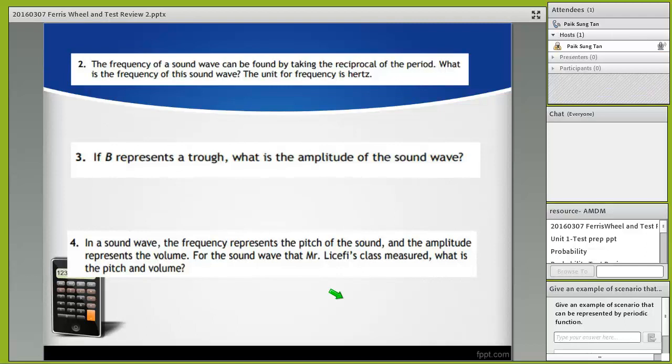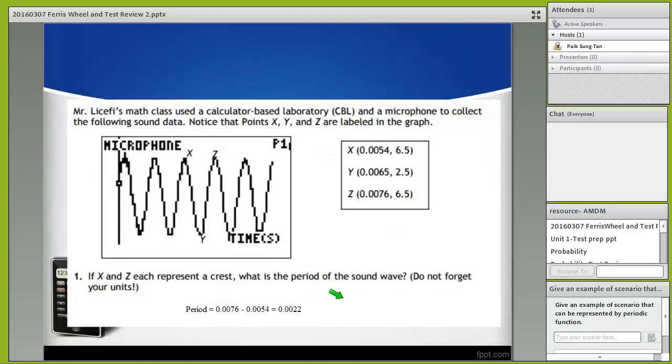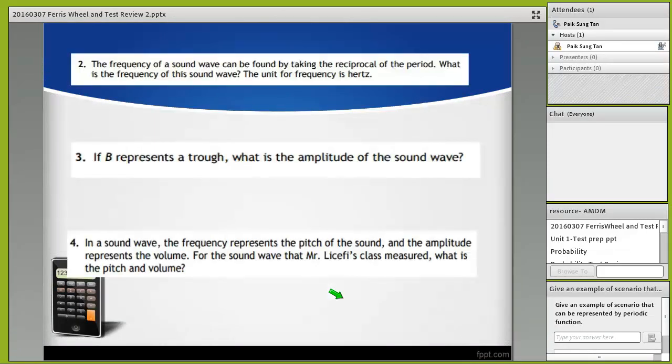The frequency of a sound wave can be found by taking the reciprocal of the period. What is the frequency of the sound wave? We got the period, right? 0.0022. The reciprocal meaning 1 over the number.